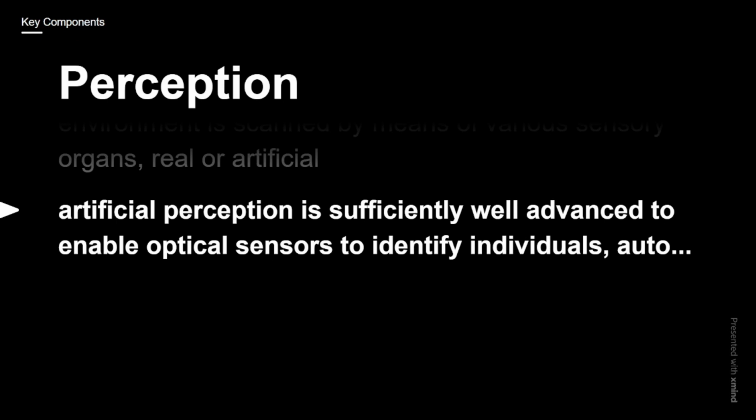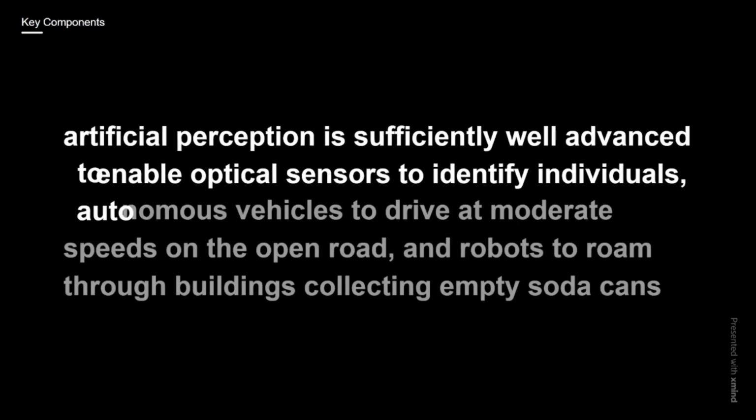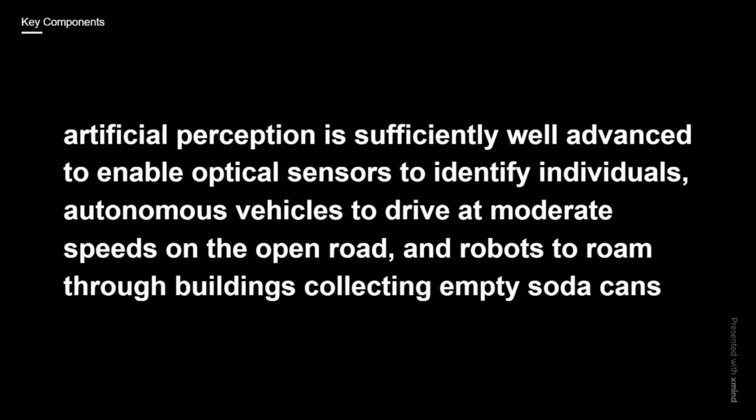This artificial perception is advanced to enable optical sensors to identify individuals. Say, for example, in an autonomous vehicle, to drive without any human intervention, it will first look at the environment. It will look at the road. If there are no other vehicles, then it will increase its speed. If there is any vehicle in front of it, it will try to reduce the speed according to the distance between it and the vehicle in front. And robots that roam through buildings collecting empty soda cans are some other examples of artificial perception.